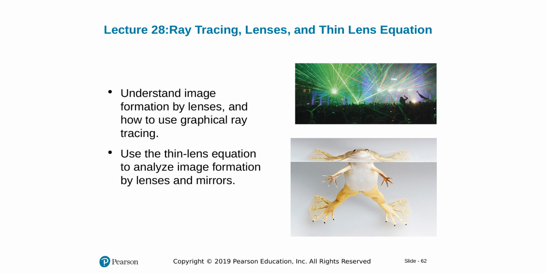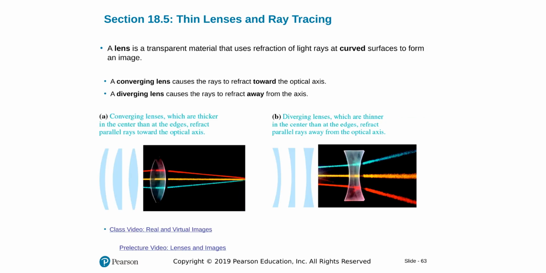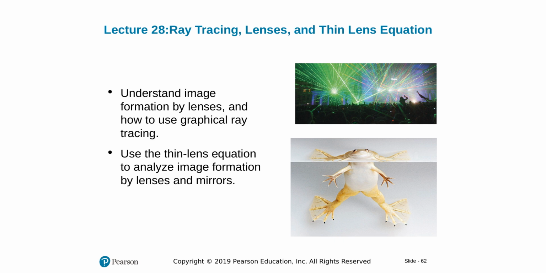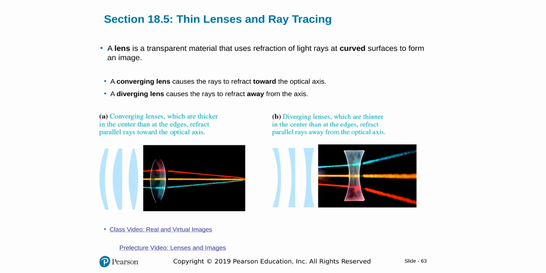Hello my friends, this is lecture 28, ray tracing with lenses and using the thin lens equation. The main objective here is to learn how ray tracing goes with lenses and how to use the thin lens equation, as the title suggests. We have two types of lenses, convergent lens and divergent lens.